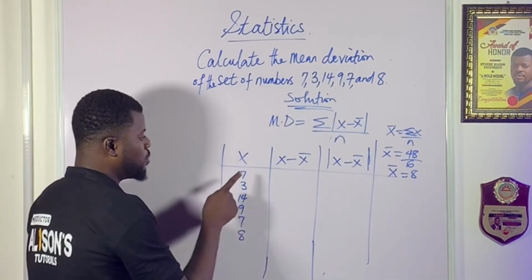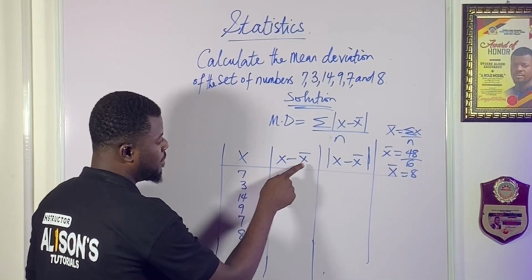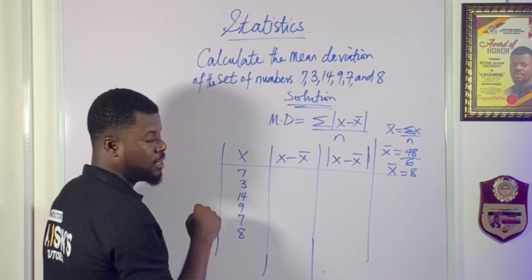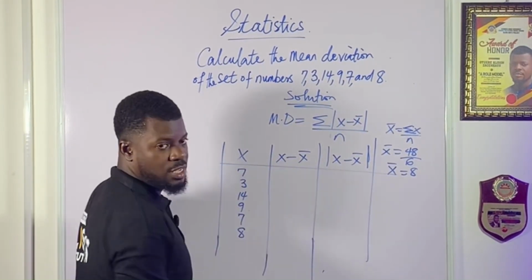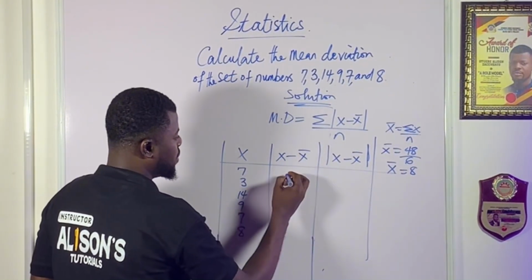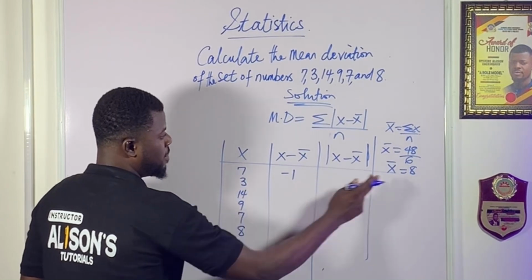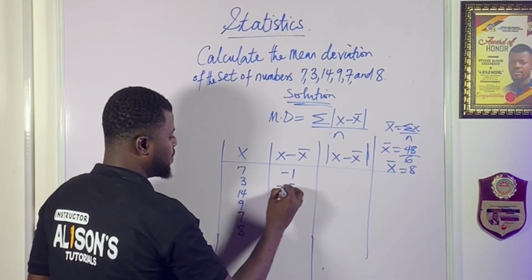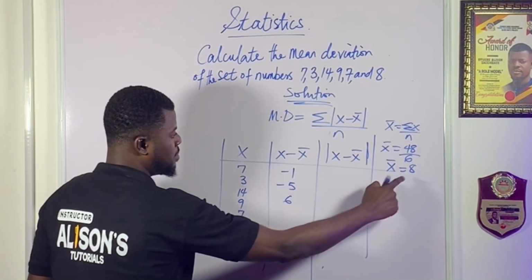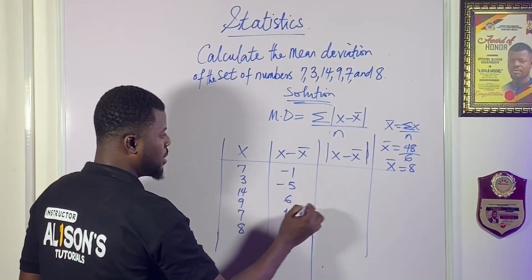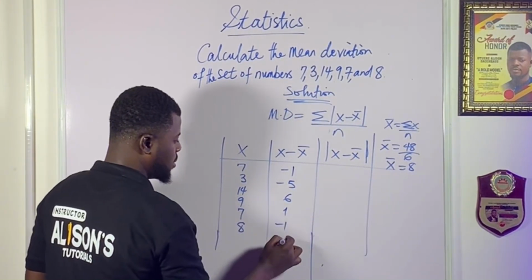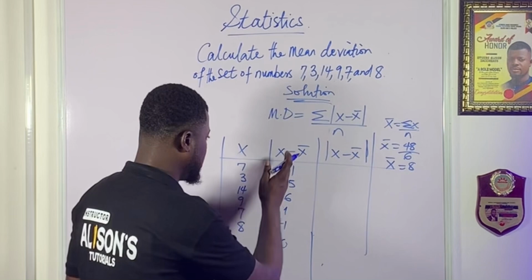So that means we're going to be subtracting the mean from each of these numbers, and the mean we have is already 8. So we have 7 minus 8, that will give us negative 1. 3 minus 8, negative 5. 14 minus 8, that will be 6. 9 minus 8, that will be 1. 7 minus 8, negative 1. 8 minus 8, 0. That's how we're able to fill in this.